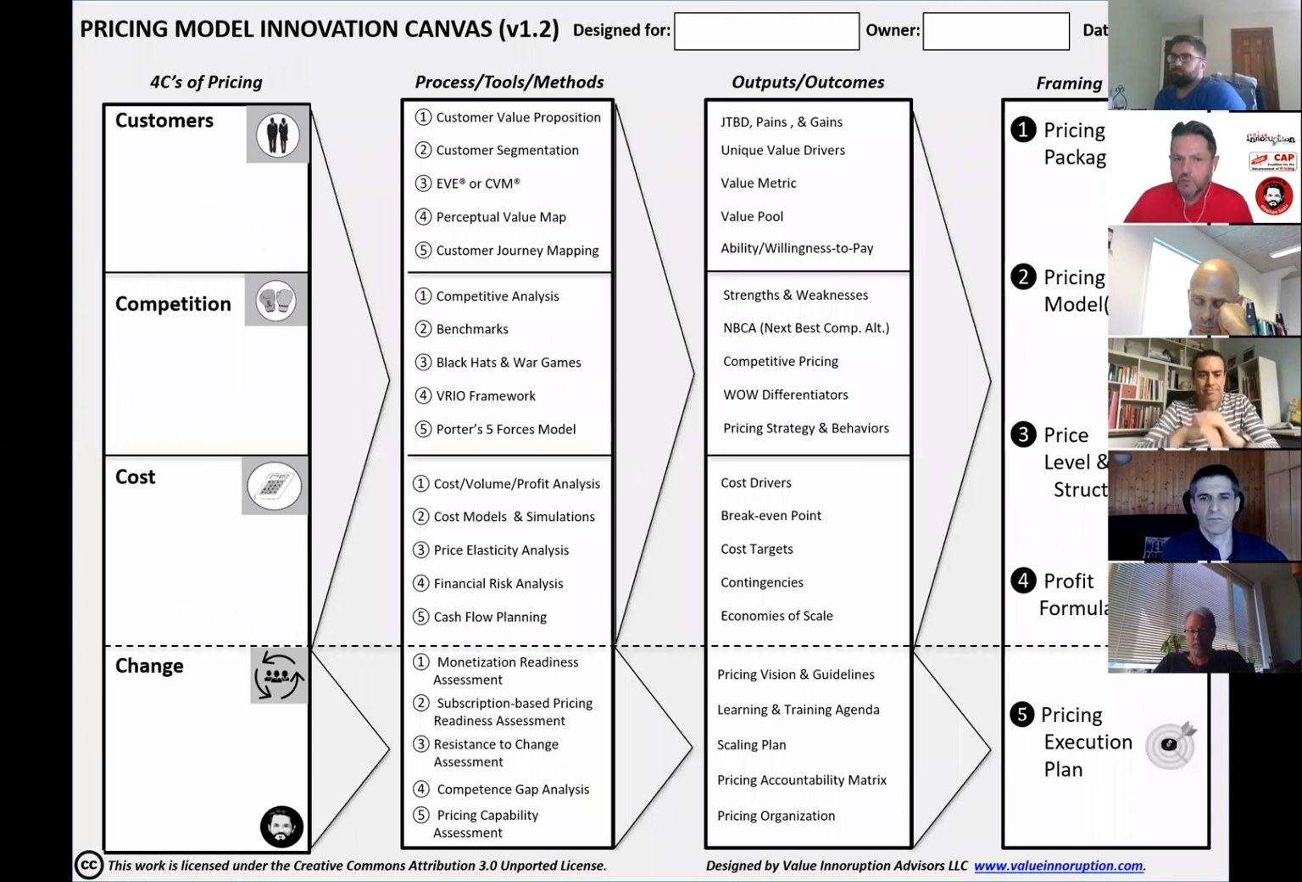So what I did here is I came up with the 4 C's of pricing with change management at the bottom. And I made some changes here in version 1.2. I recommend some process tools and methods that are very critical in finding the information, and I also recommend the outcomes that you want to have in the canvas. Now, a lot of people freak out when they look at this because it's 20 techniques, right? It's a lot, right? Here I pretty much summarize a lot of the things that need to be done in pricing. So usually my recommendation is you don't do all 20.